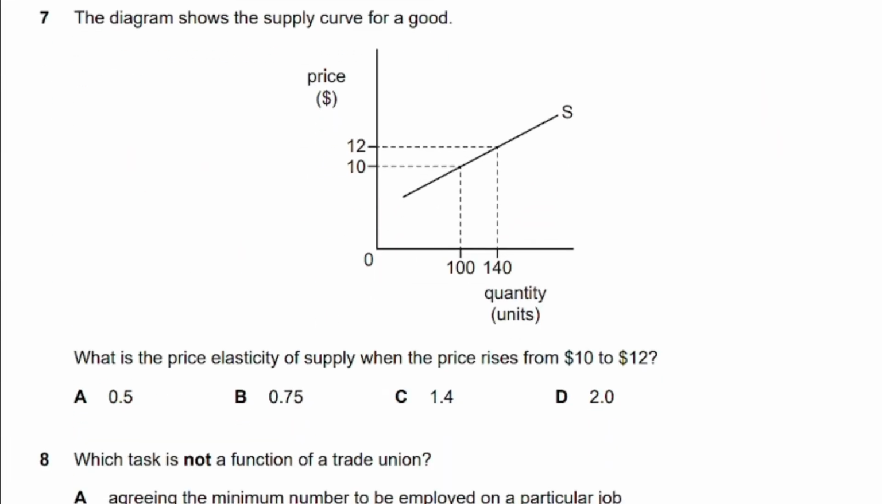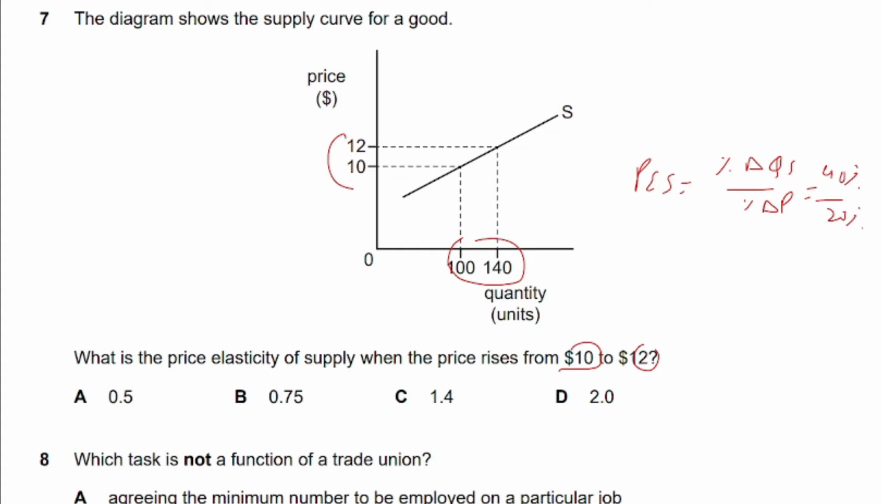Question number 7 is, the diagram shows a supply curve for a good. What is the price elasticity of supply when price increases from 10 to 12? We have two formulas for finding price elasticity of supply. One is percentage change in quantity supplied over percentage change in price. Here percentage change in quantity supplied, from 100 to 140, is 40%, and percentage change in price, from 10 to 12, is 20%. So we can cancel out the percentage sign and zero, and 4 over 2 is equal to 2.